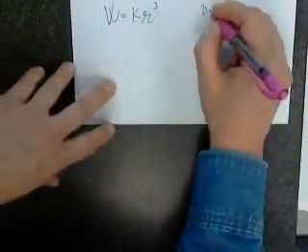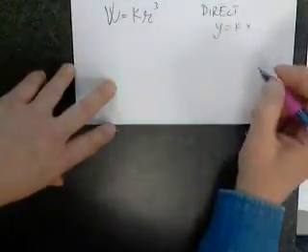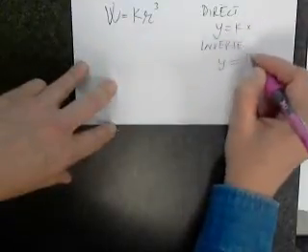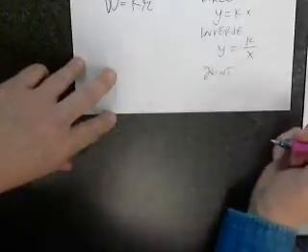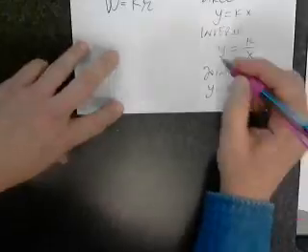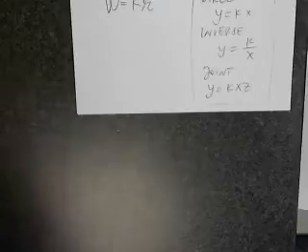So there are three situations. One is direct: Y equals Kx. Inverse: Y equals K over X. And joint: Y equals K times X times Z. These are the three possibilities. Okay?